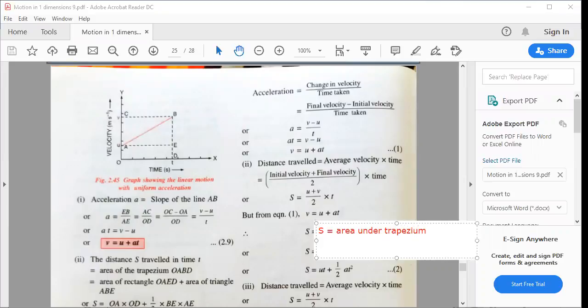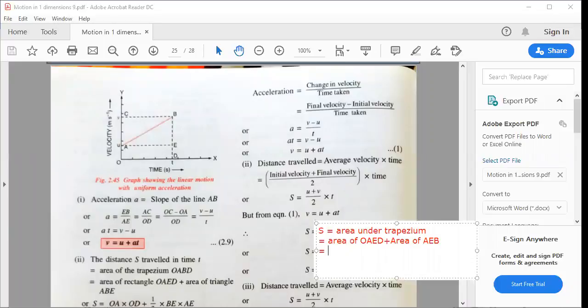Now there are two ways to solve this question. Now area under the trapezium, let's take as area of the rectangle plus triangle. Can you observe the rectangle? What is the rectangle? OAED. Can you observe that? And what is the triangle? That is the area of AEB.